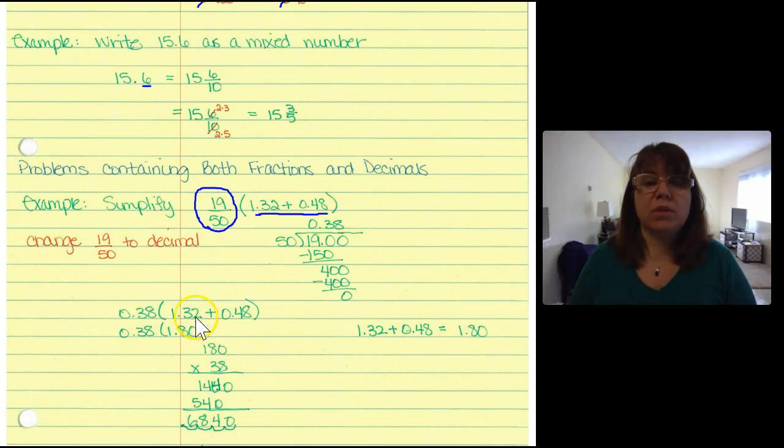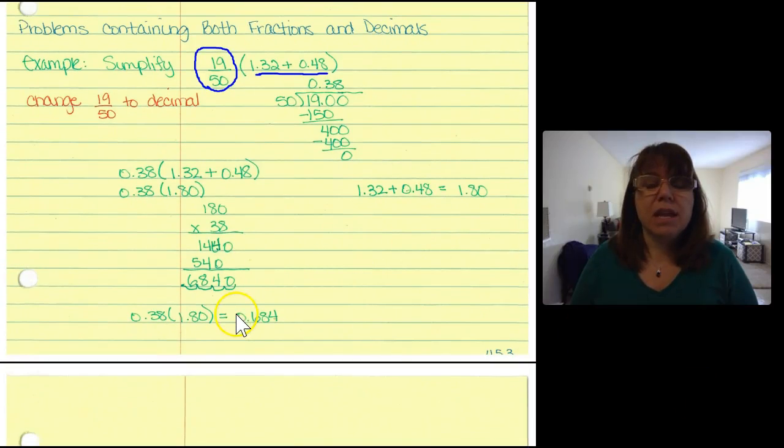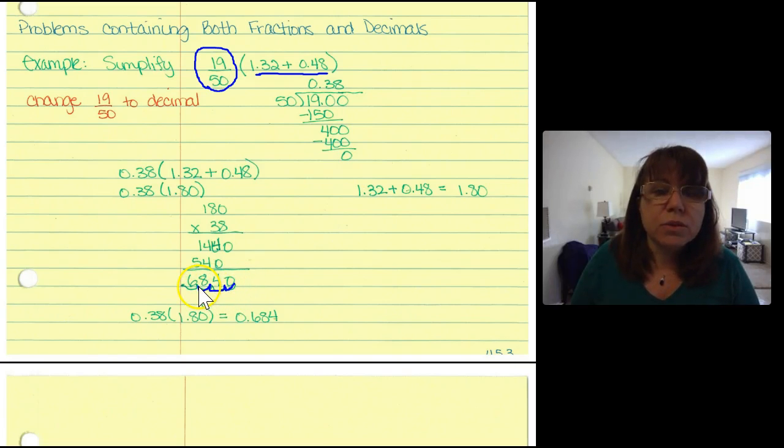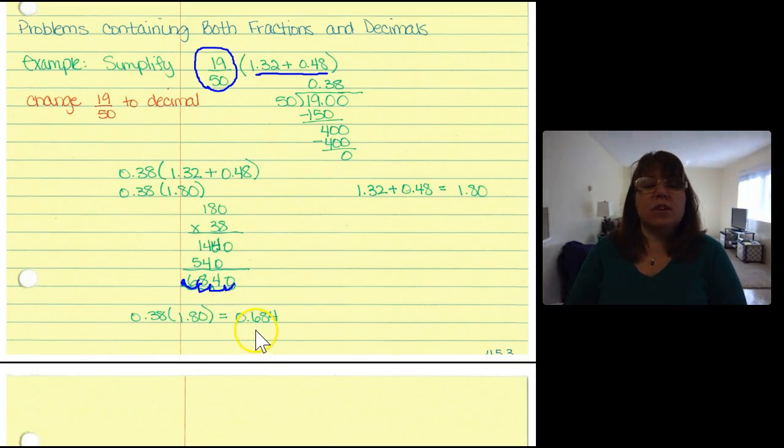0.38 times 1.32 plus 0.48. 1.32 plus 0.48 is 1.8. 38 times 1.8 is going to be, scroll down, 0.684. So you do the multiplication, you had 3 decimal places to the right, so from your answer you do 1, 2, 3. I actually used the 0, so it's actually a 4. Right? That's 1, 2, 3, 4. Therefore, my solution is 0.684.